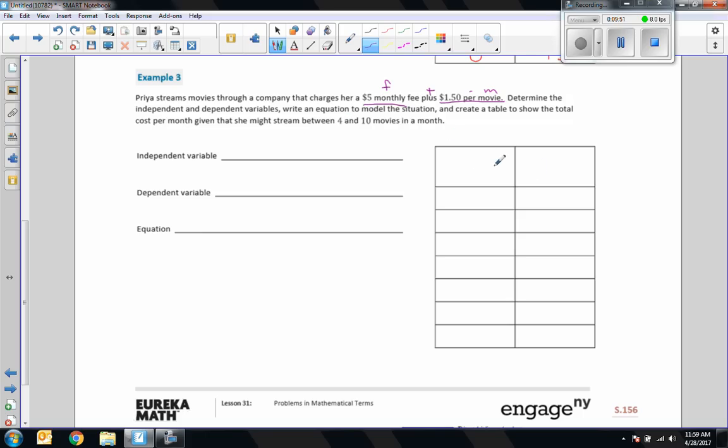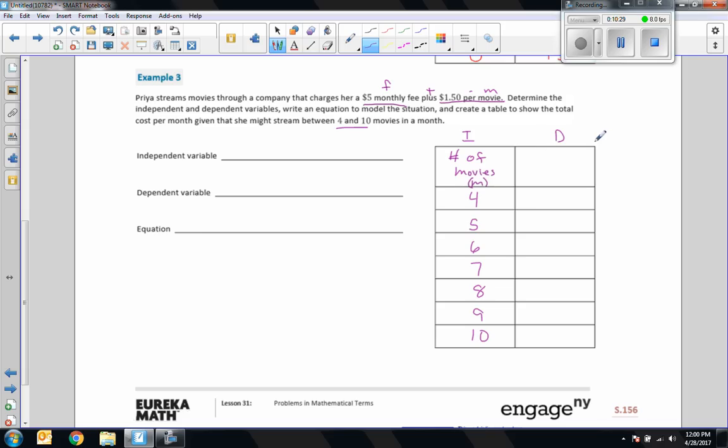So here's my title section. I'm starting with 4, 5, 6, 7, 8, 9, and 10. So that's the 4 through 10 right here. That is my independent variable. My dependent variable goes over here. We just need to determine what those are. It says right here, streaming 4 to 10 movies is the independent variable. So the independent variable is number of movies streamed. I'll just write number of movies. We'll call that M.